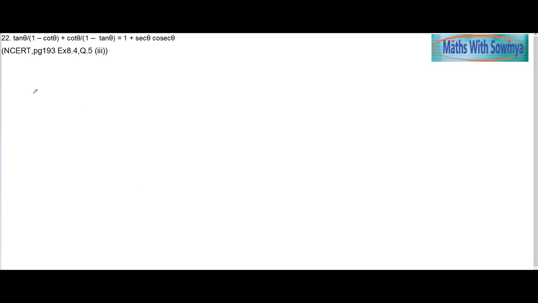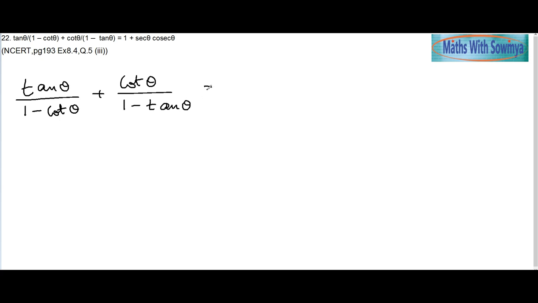In this question, we have given tan theta divided by 1 minus cot theta plus cot theta divided by 1 minus tan theta, which is equal to 1 plus secant theta into cosecant theta. So, let us take LHS.